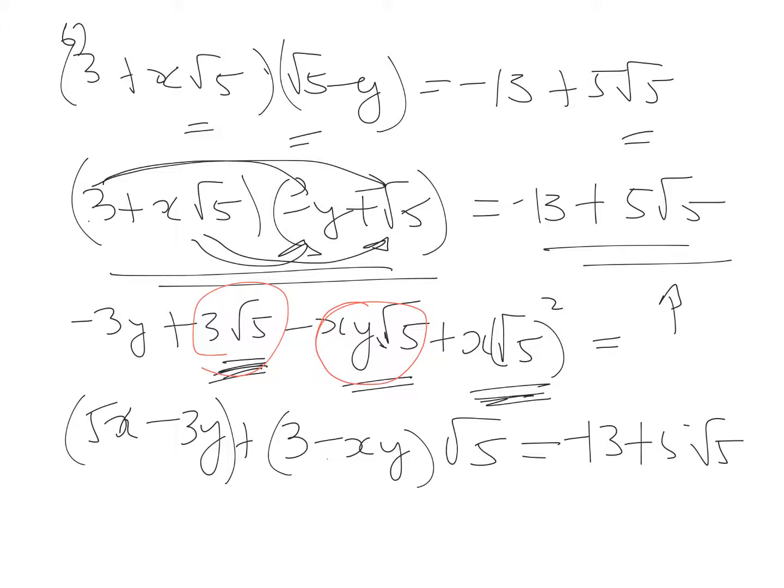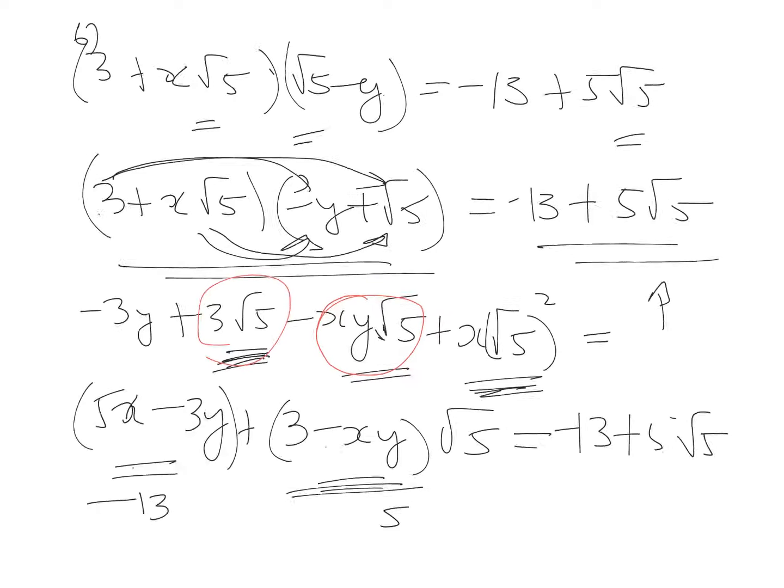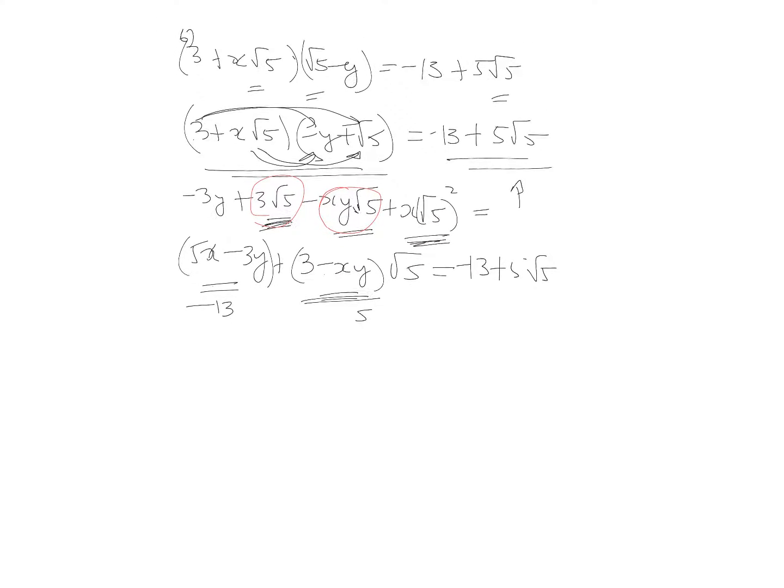Okay? So basically all I did was the expansion, and then I rearranged the terms so that I have this expression right here. So notice I have xy in here, and I have 5x minus 3y in here. So it would mean that this term would be equal to negative 13, and this term right here would be equal to 5. Good? So let's see what we do with that information.